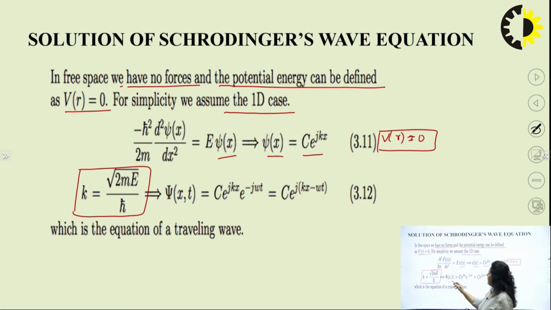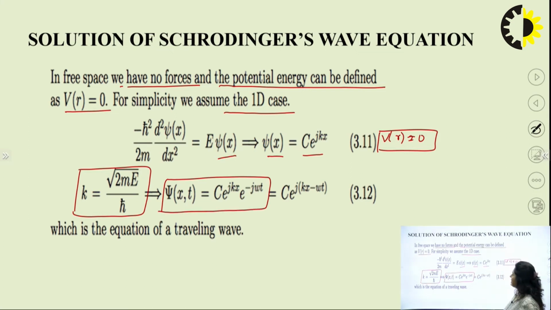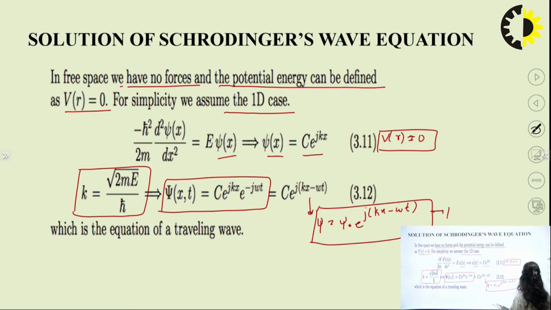So here we can write the wave function in the same way, that is psi(x,t) is C e to the power jkx e to the power minus j omega t, which is the same as the plane wave equation. This is the same as psi is equivalent to psi naught e to the power j(kx minus omega t). So this is the equation which has the same form as the plane wave equation. Okay, so this is a solution for the Schrodinger wave equation.